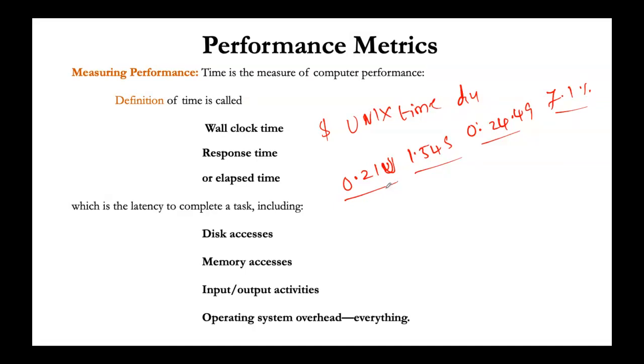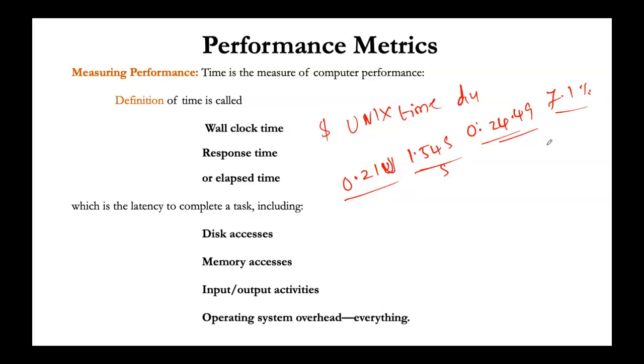So that is the user CPU time. The second one is S, the system CPU time, that is 1.54 seconds. That is the second number in this case. And the third one is your elapsed time, which is given as 24.49 seconds. And finally, the CPU activity as the percent of your elapsed time, 7.1%.